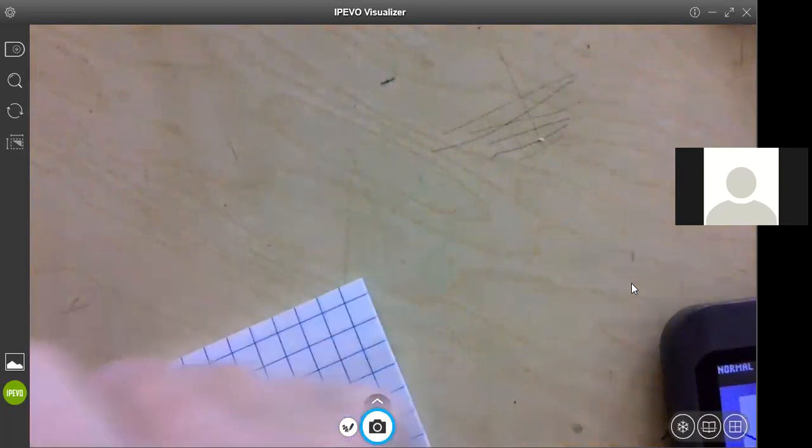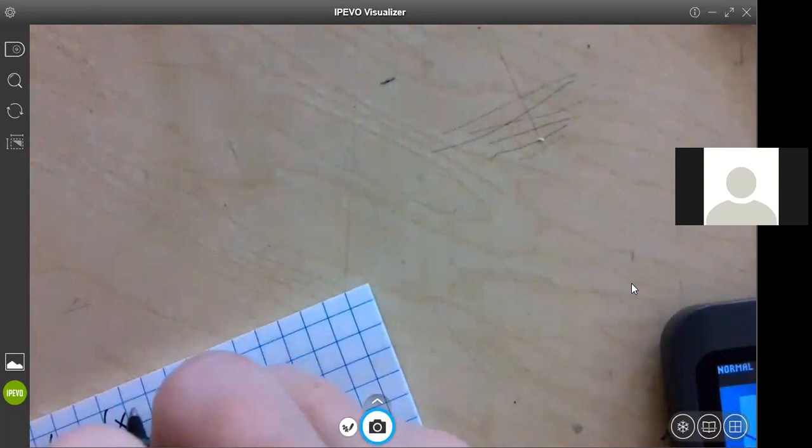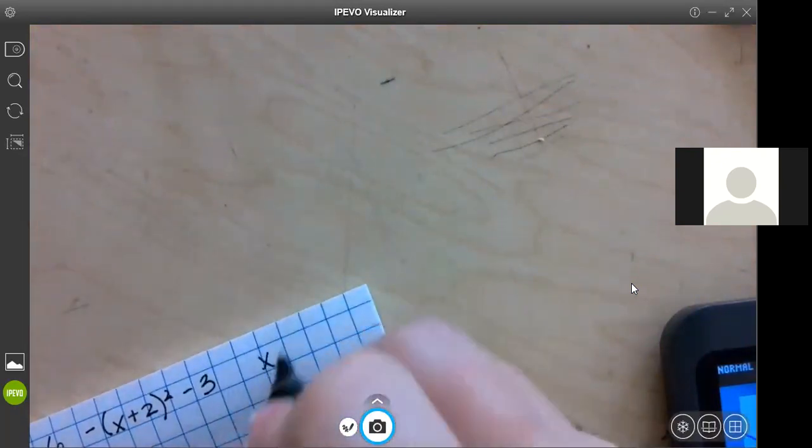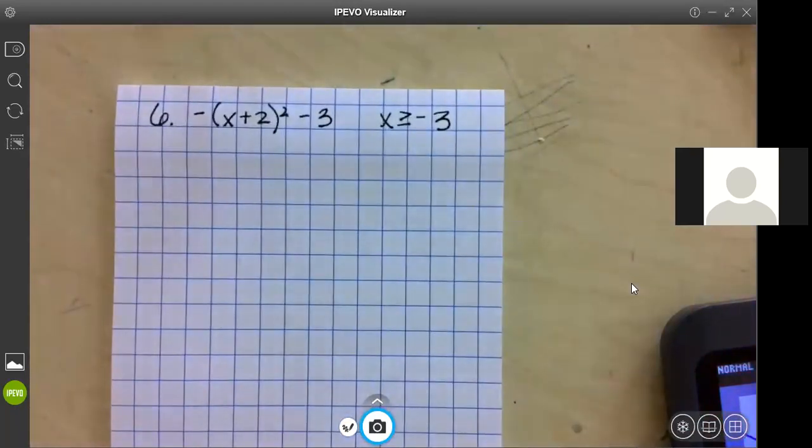Number 6, I'm going to ask you the same questions that I just asked you, so be ready. We have a -x plus 2 squared -3, and we want it when x is greater than or equal to -3. Quickly, what kind of function is this? Guys, come on. What kind of function is this? Absolute value, exponential, linear, quadratic? What is it?